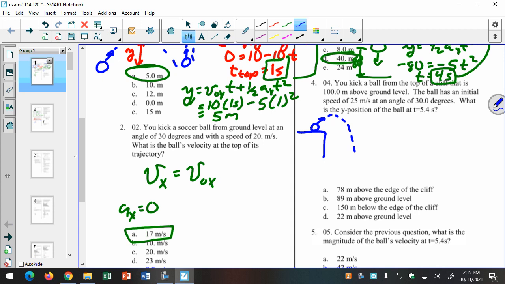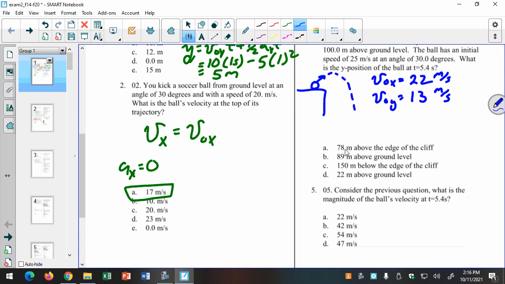Anyway, as an initial speed, I'm going to go ahead and figure out what is v naught x, v naught y. V naught x is 25 cosine 30. That's 22. And then v naught y is going to be 13. So I did 25 cosine of 30 to get v naught x, 25 sine of 30 to get v naught y. And that's all I really need to know right now.